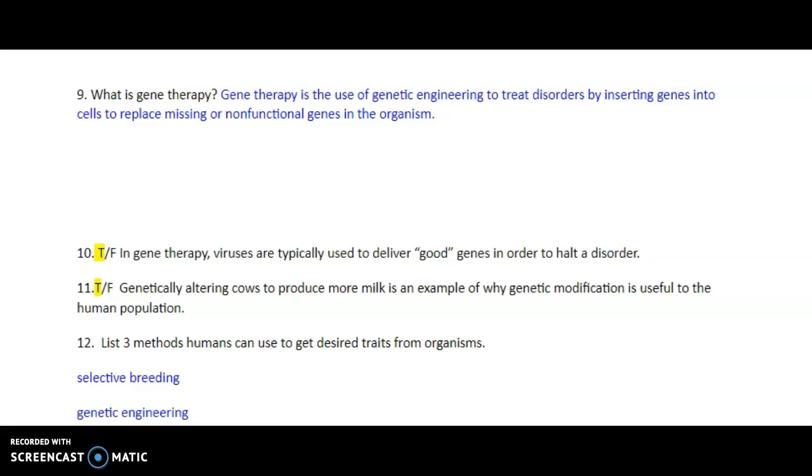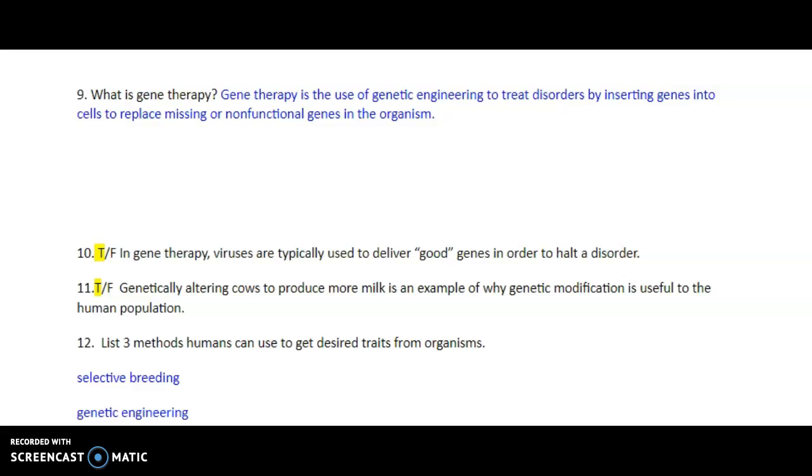Number 11, true or false, genetically altering cows to produce more milk is an example of why genetic modification is useful to human populations. Well, yes, having cows produce more milk would be useful to us. A lot of land is being lost to farms as people need more milk. Population increases, we need more milk. We need more meat. If you can produce a cow that can produce more milk, then you're going to have fewer cattle to give us the milk that we need. So they're taking up less space, eating less feed, fewer cows to milk. So that would be beneficial to human population.